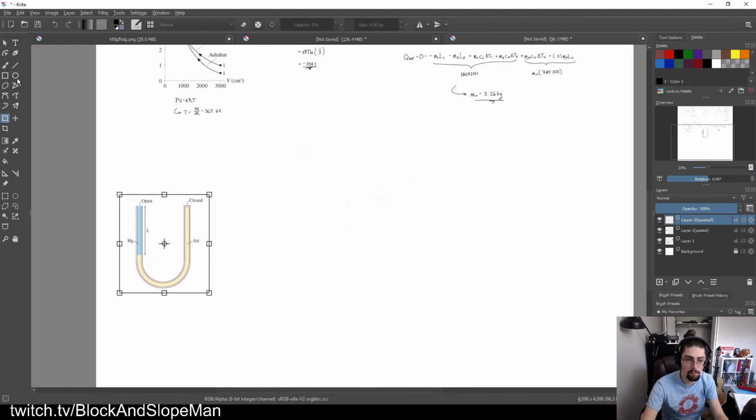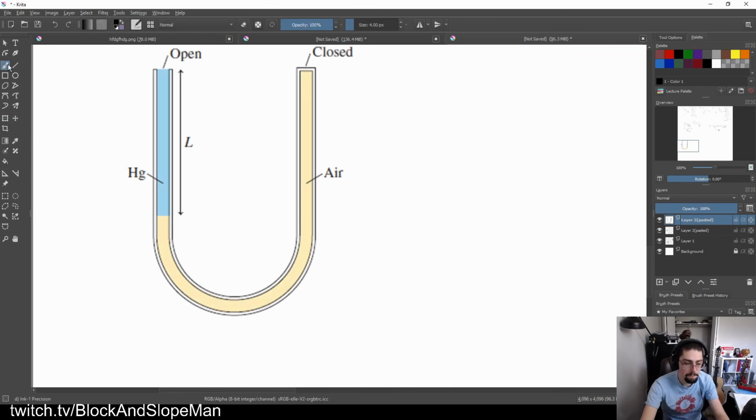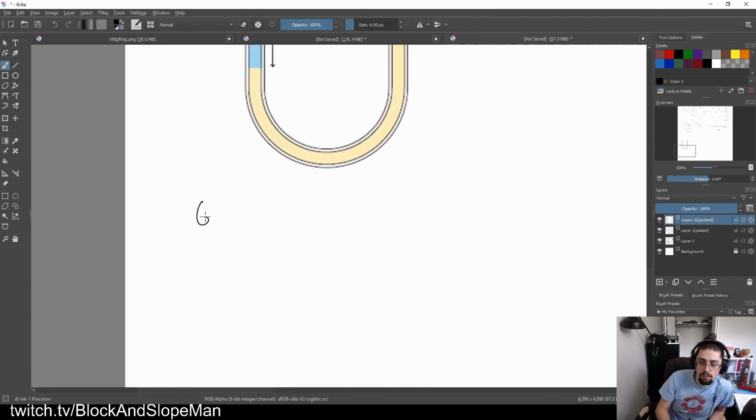Move this down here a little bit so we can remember which problem we're looking at. Okay, so if we are sitting at a constant temperature, then the air has this equation that describes what goes on between it, right? From when it was just in the open tube to where it is now. We're given that pressure 1 is just 1 atmosphere.